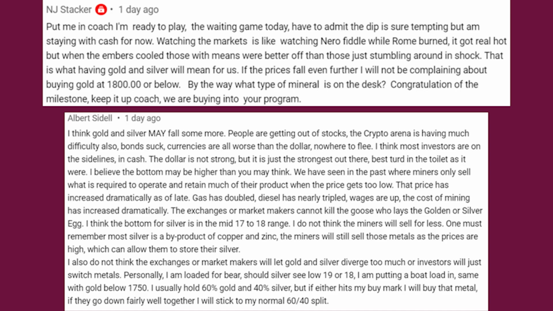NJ Stacker, I love this part. Watching the market is like watching Nero fiddle while Rome burned. It got real hot, but when the embers cool, those with means were better off than those just stumbling around in shock. That is what gold and silver will mean for us. And then he goes on to talk about prices falling.